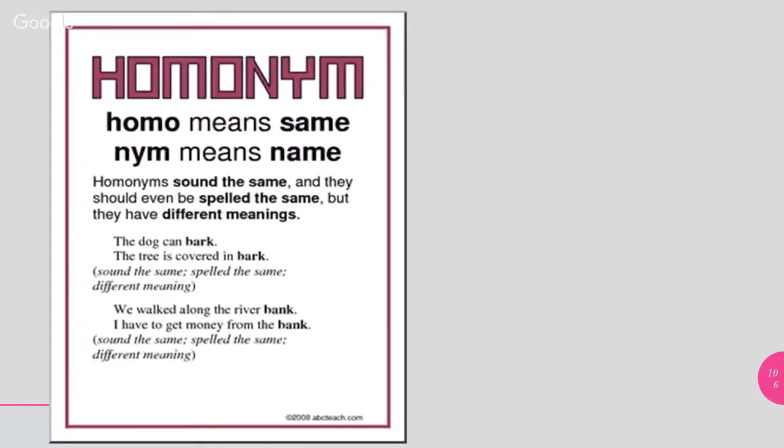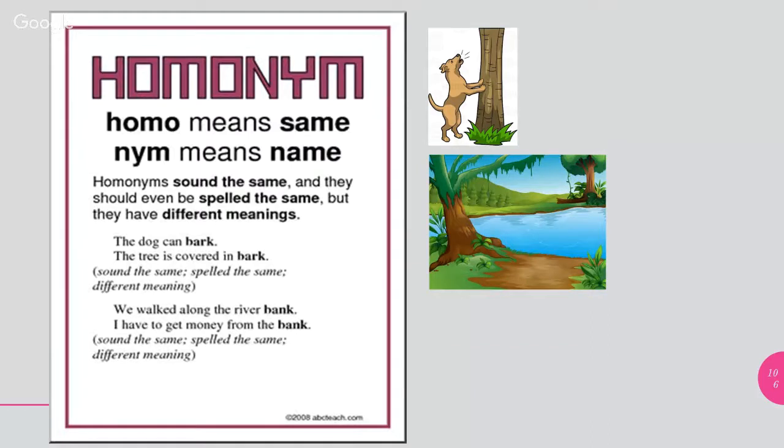Homo means same. Nym means name. So homonyms sound the same, and they are even spelled the same, but they have different meanings. So the spelling can be the same, but the meaning will definitely be different. The dog can bark. The tree is covered in bark. See, bark, bark. The dog's sound we call bark. The rough outer part of the tree is also bark. You see the dog and you see the tree with the bark, the brown outer covering of the tree. We walked along the river bank. I have to get money from the bank. The river bank is the edge of the river.